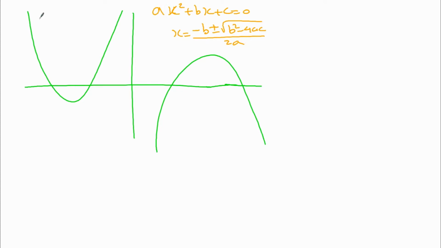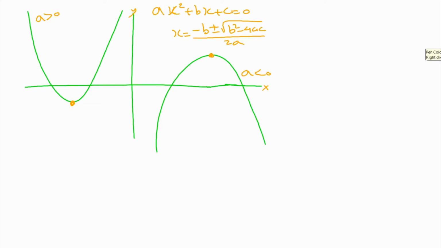Depending on the case, in this one a is positive and in this one a is negative. So if a is positive, we will have a minimum point on the curve. If a is negative, we will have a maximum point on the curve. So this is our x and y. But how can we find the coordinates of that point?